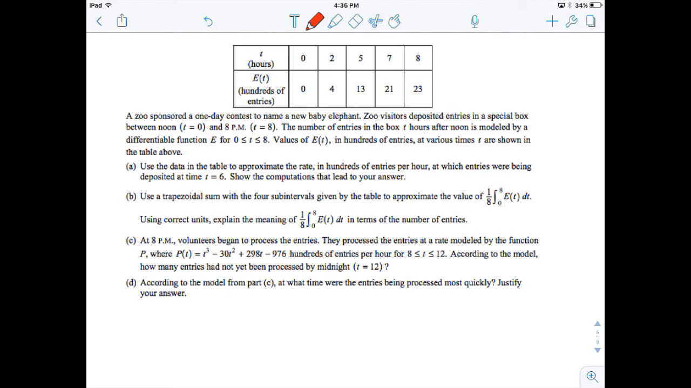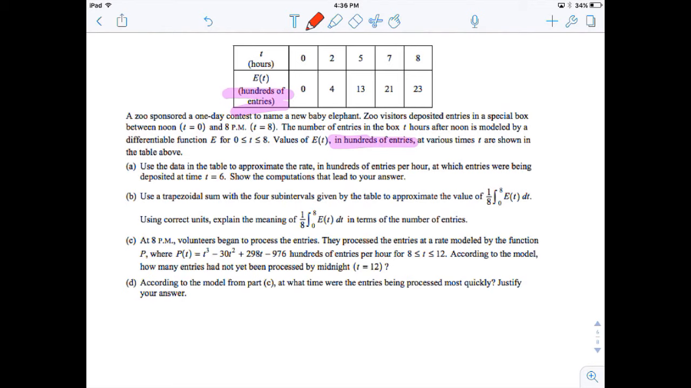And the values, and I want you to underline this if you see this, in hundreds at various times is shown. When you write an answer, if you get 14 out as an answer, you need 1400, right? So make sure that that's in there. Okay, that's important. Now, using data in the table, approximate the rate in hundreds of entries per hour at which entries were being deposited at t equals 6. Show the computations that lead to your answer. So I want the rate, that means I want the slope.